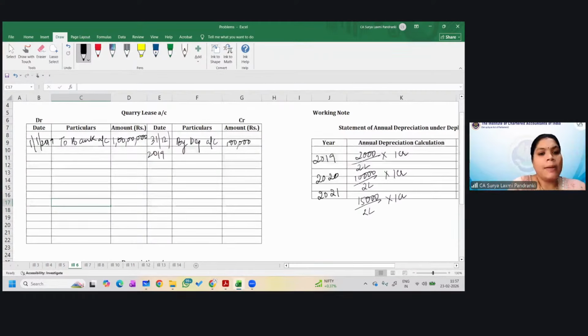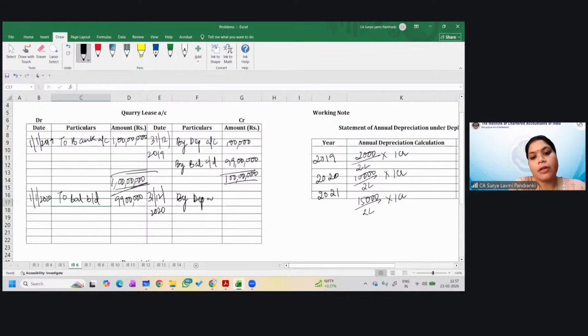Next one is by balance carried down. How much is the balance that is carried down? 99 lakhs. Oh my God, very big number. And then 1/1/2020 to balance brought down 99 lakhs. And again 31st December 2020, you have by depreciation account and by balance carried down.